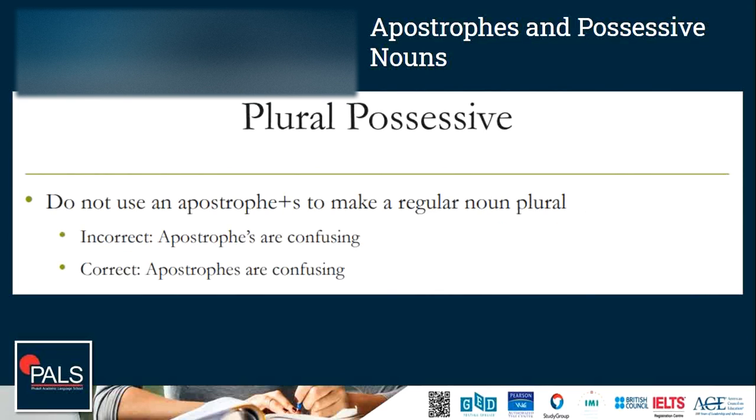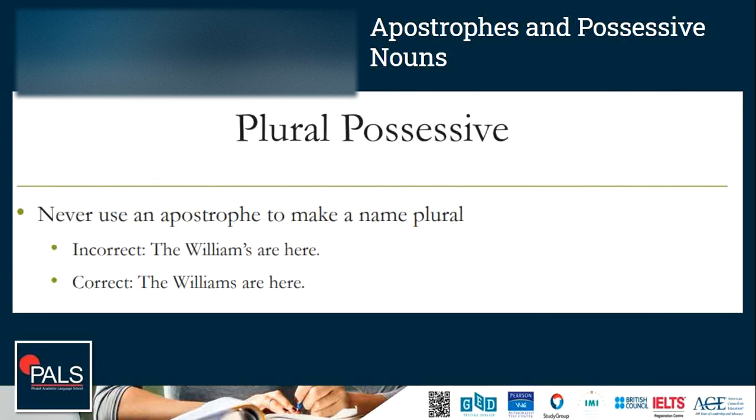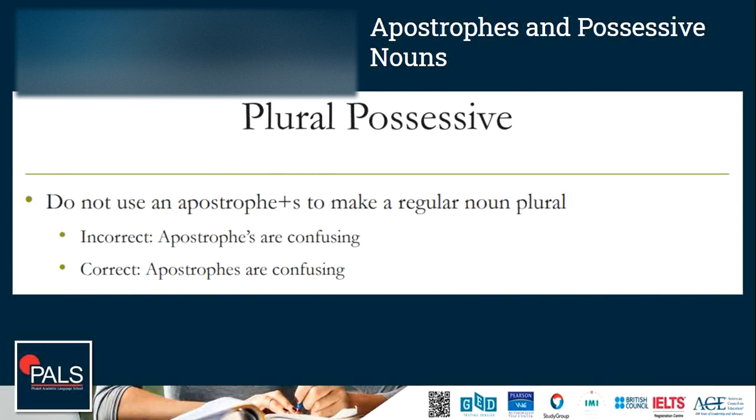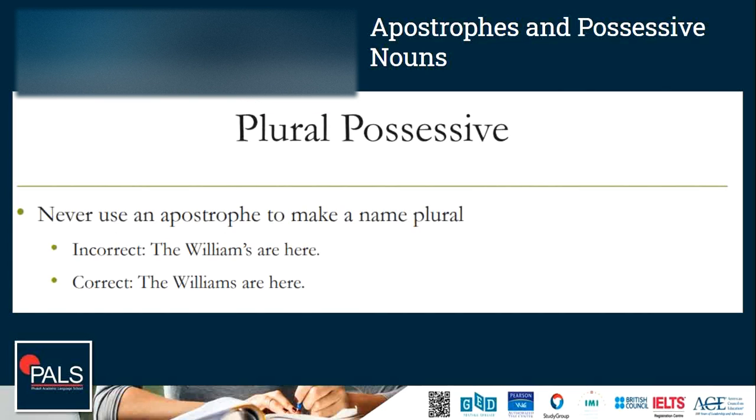Do not use apostrophe plus S to make a regular noun plural, of course. For many young learners, they are still confused about this, but this is common knowledge. We don't put apostrophe S to make something plural, and never use an apostrophe to make a name plural. The Williams are here, of course. We're talking about a family here, and if we want to make them plural, then we just add an S. We don't need to put an apostrophe S.